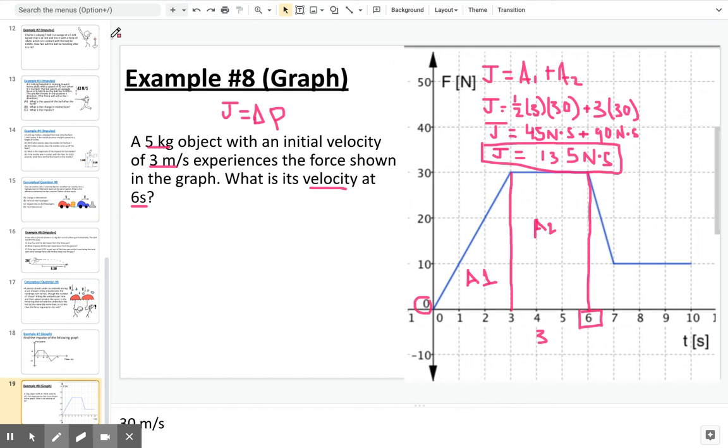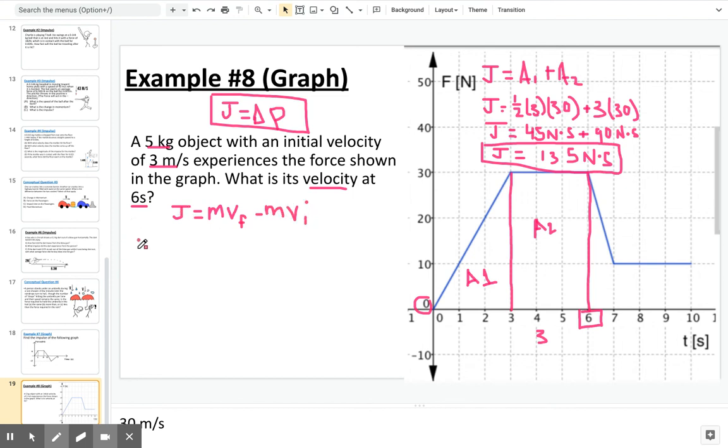This object we know is 5 kilograms. It starts out with an initial velocity of 3, and we need the final velocity. We also know that impulse is equal to change in momentum. So we're going to use that theorem to determine what impulse is. So I have impulse J. I know change in momentum is mass times final velocity minus the mass times the initial velocity.